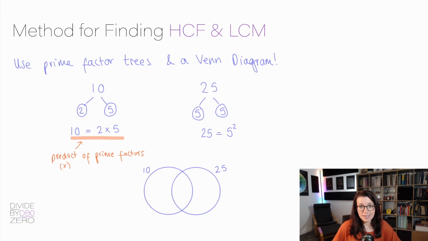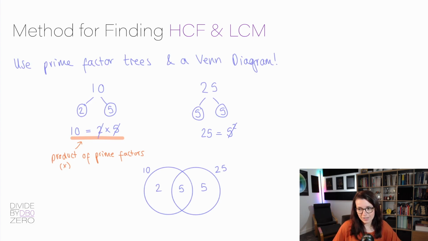So first of all, looking for any factors that they share in common. And they both have a 5. 10 has 1 5 and 25 has 2 5s. So we put a 5 in the middle and an extra 5 for 25. The only factor left that we haven't sorted yet is 2. So we put a 2 in the 10 circle and then we're done.